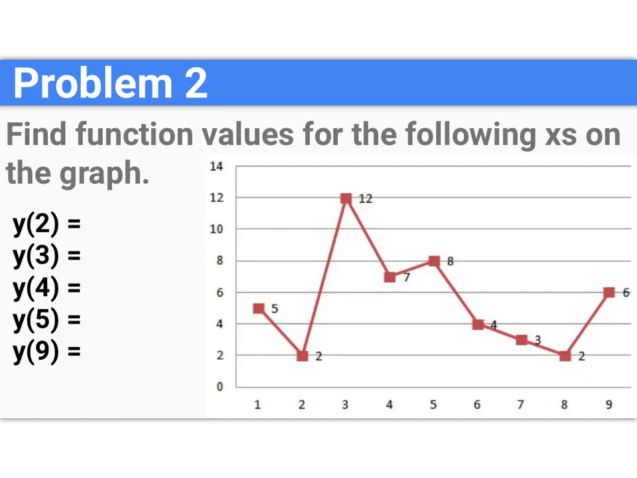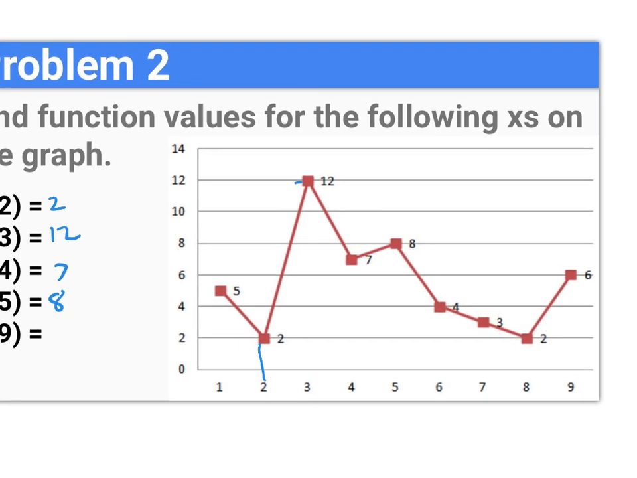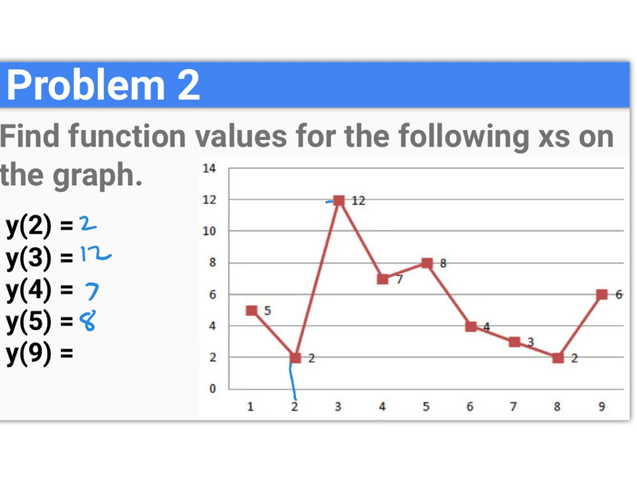Okay, find the function values for the following x's on the graph. Okay, y at 2, evaluating y at 2, you get 2. Evaluating y at 3, you get 12. Y at 4 is 7. Y at 5 is 8. And y at 9 is 6. Easy peasy lemon squeezy.